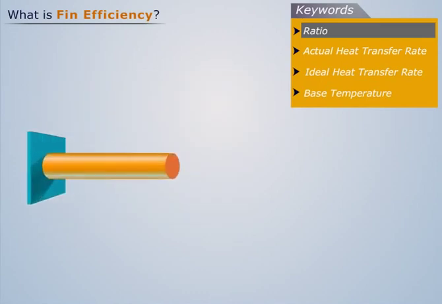Having constant cross-sectional area AC, which is equal to the base area AB, attached to a surface whose temperature is TB. Now let us place this fin in the surrounding, whose temperature is T infinity. We see that the heat flows from the surface to the fin by conduction, while from the fin to the surrounding by convection.